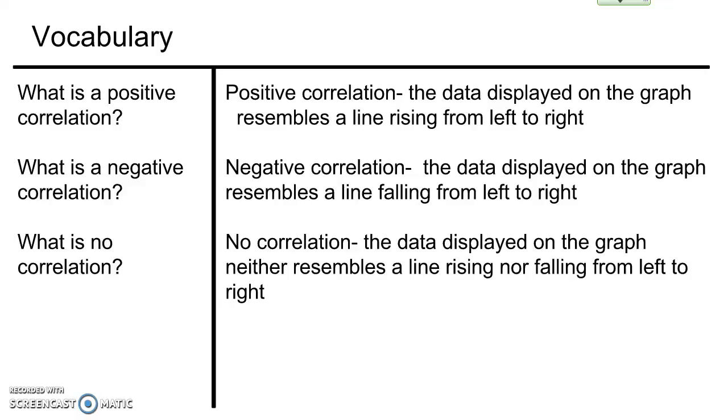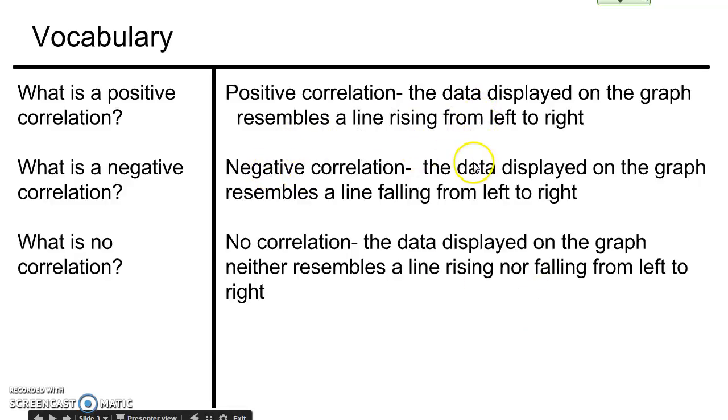The data displayed on the graph resembles a line rising from left to right. So imagine like you're reading a page of a book. We always read the words from left to right. We're looking at the graph here from left to right. If, when we're looking at the graph, the dots are kind of going up, they're rising from left to right, we would say that's a positive correlation.